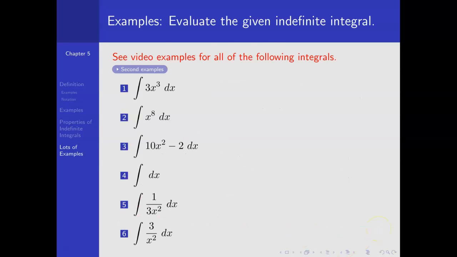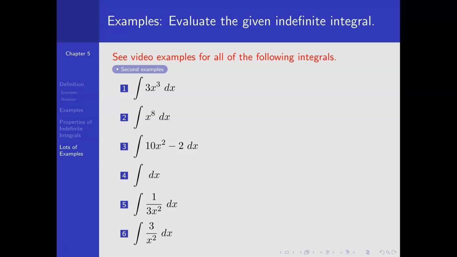And this brings us to a whole series of examples. There are 18 of them. You can follow the link to see the video examples. All of them are in the same video, so it's long. Pause it as you need to, write everything down as you go.